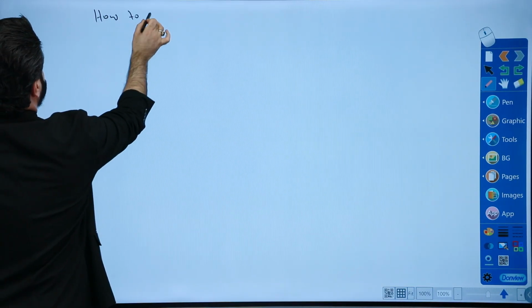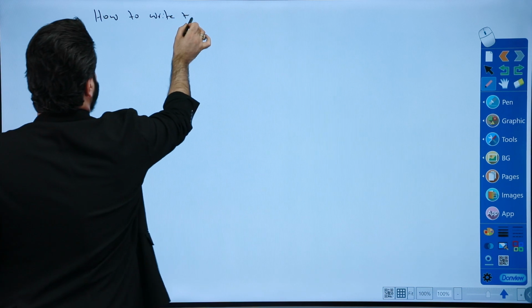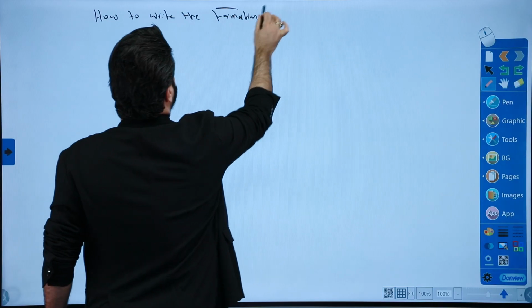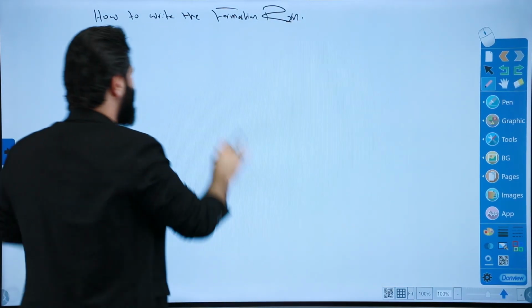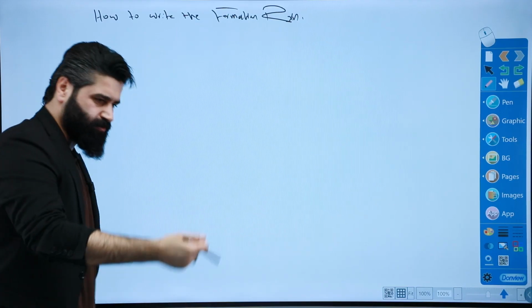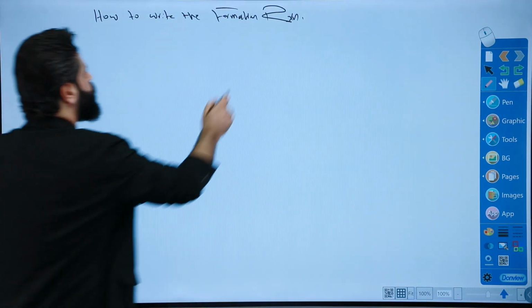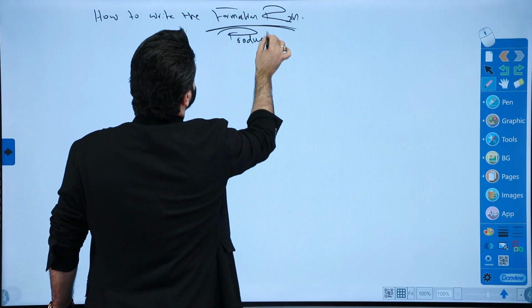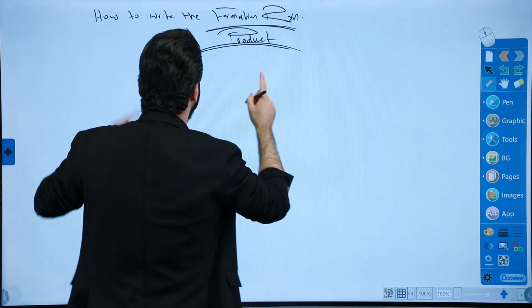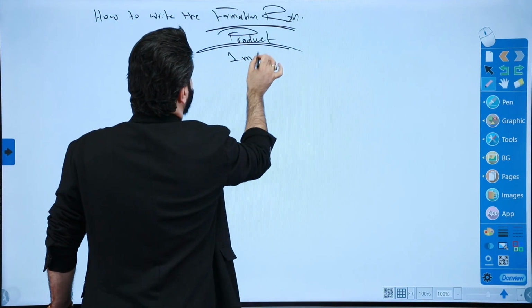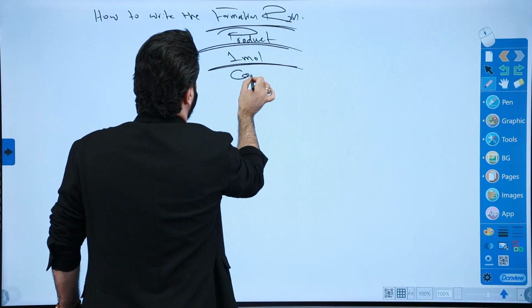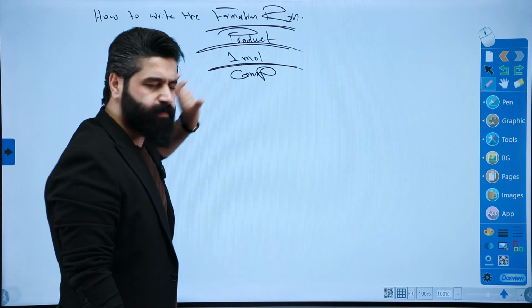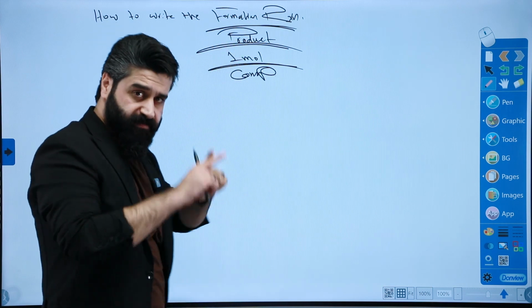How to write the formation reaction. First of all, formation reaction means product. Okay, the standard mole is 1 mole of the product, and this is only for the compound. Formation reaction is for the compound, 1 mole at the product.